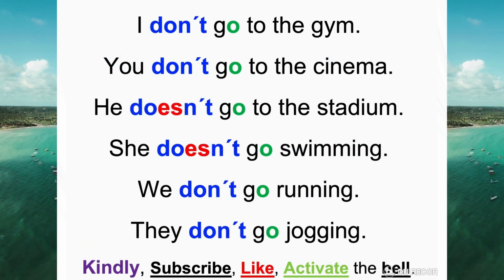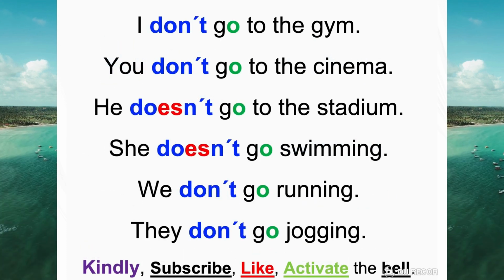I don't go to the gym. You don't go to the cinema. He doesn't go to the stadium. She doesn't go swimming. We don't go running. They don't go jogging. As you see, the verb in the negative form doesn't change. But you need to write he doesn't and she doesn't. Let's go to the question form.